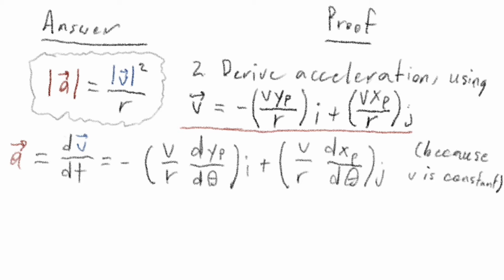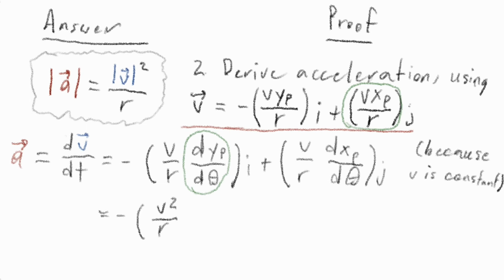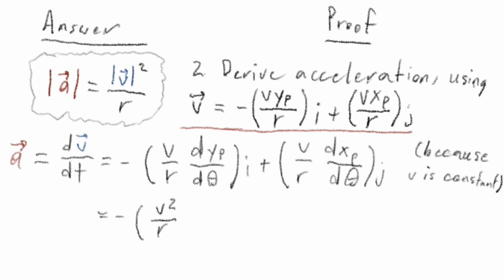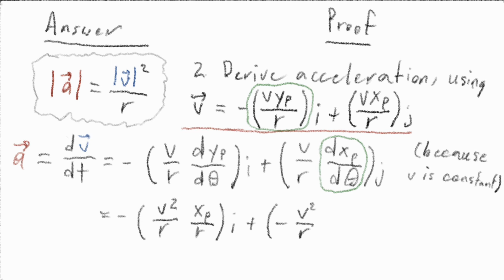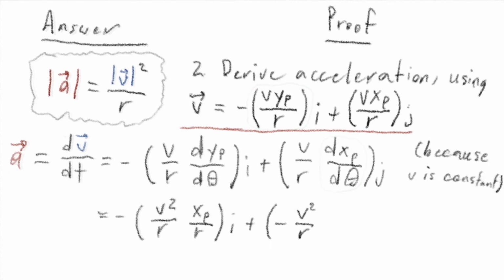Now we have a cool final step. The rate at which the y-coordinate is changing with respect to theta is just the y component of the velocity vector. And similarly, the rate at which the x component is changing with respect to theta is the x component of the velocity vector. And so this expression you see here is a valid expression for the acceleration vector of a particle in uniform circular motion.